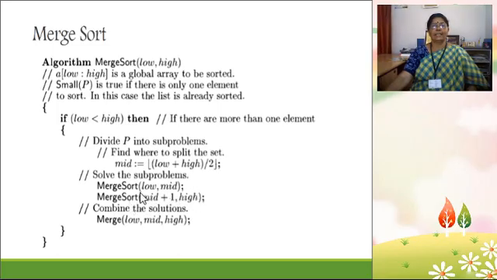So we assume A as a global array. The arrays are defined by the low and high variables. Low defines the first element in the subarray, and high, the second parameter, denotes the last element in the subarray. So the basic idea of merge sort is to divide the given input array into two equal sized subarrays, recursively divide the subarrays until each subarray has only one element, and finally combine the solutions. So the algorithm is very simple.